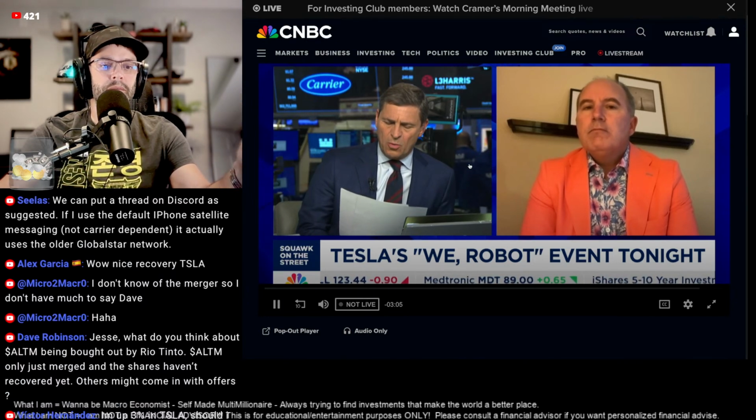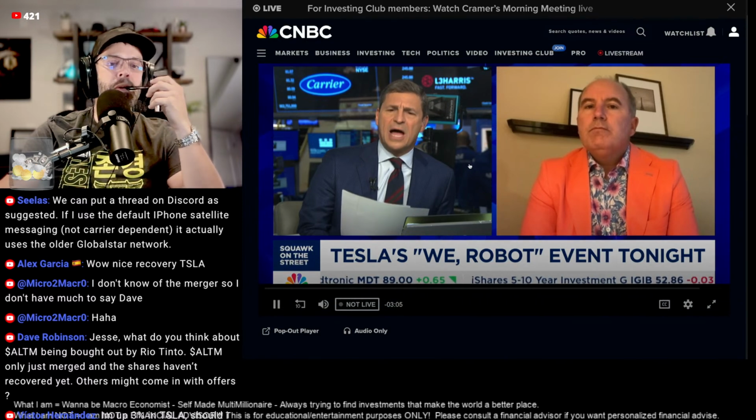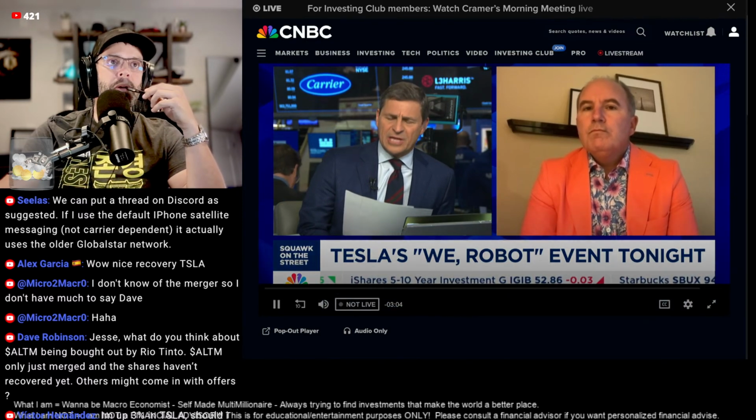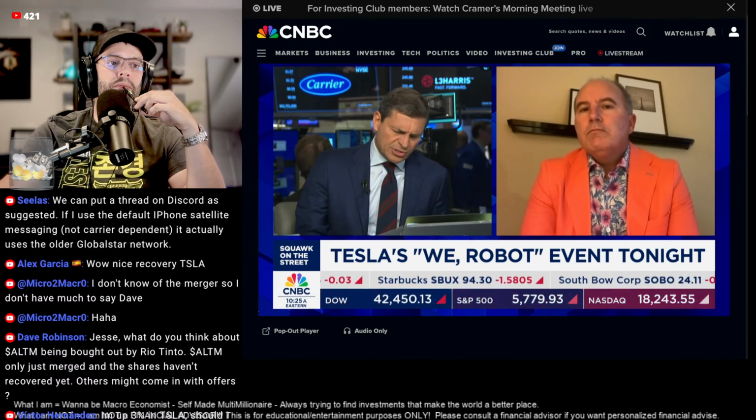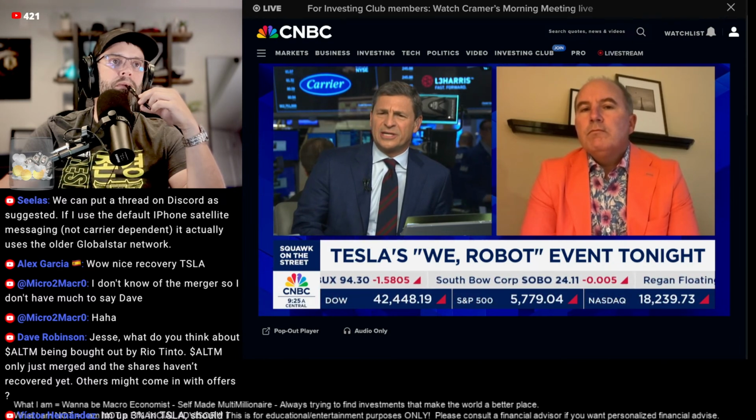Are we going to get info on cost per mile overall, scaling the Cybercab? Are we going to get info on whether they have a ride-sharing app or insurance costs? I don't know. I want some details here. Are you going to get them?